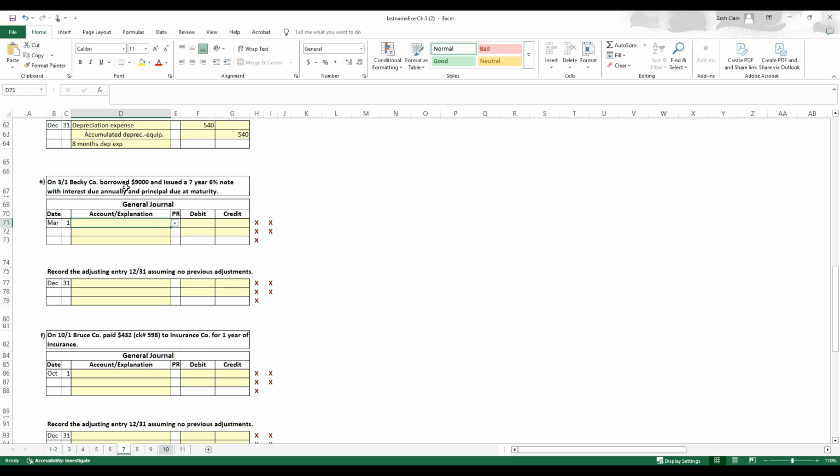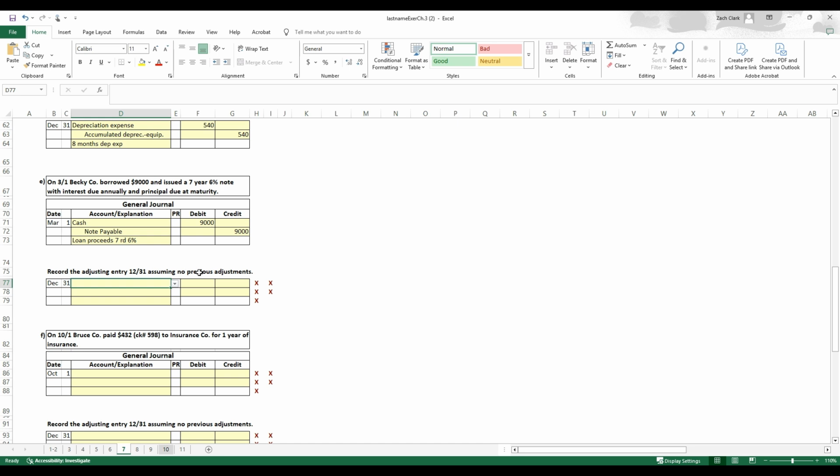Okay, so again, let me work through a few of these, just in case anybody's getting a little hung up. For the ones where we're looking at multiple months or portions of a year, it's probably good to do this together. So here we are, just loan proceeds, 7-year, 6%, we will say. So we got $9,000 in cash, and we owe $9,000 to the bank now.